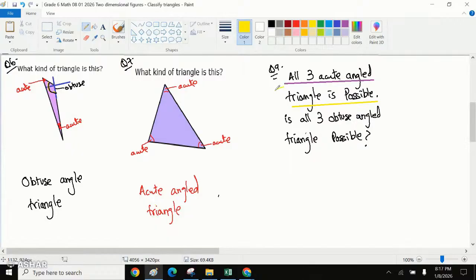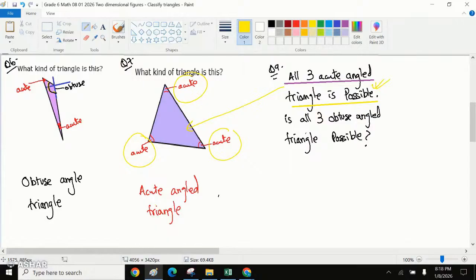This can be the reference point. All acute angles, right? This was acute, acute, and acute. It is possible, right? So my question is now, if there were three acute angles, it was possible, right? Can a triangle have all three obtuse angles? Can a triangle have all three obtuse angles? Anyone?